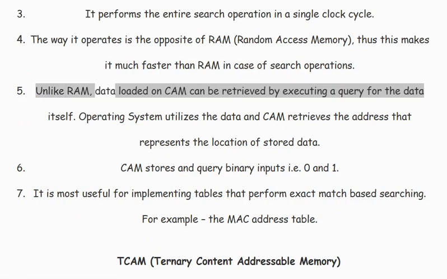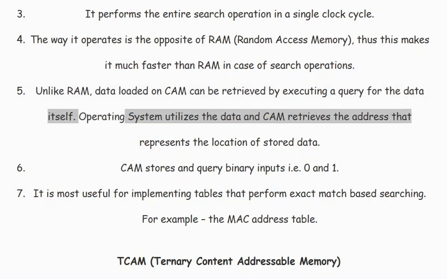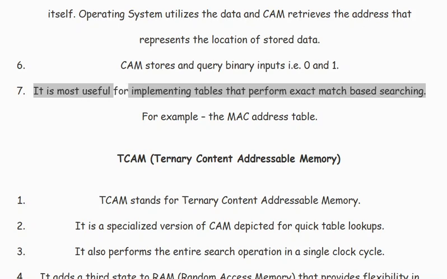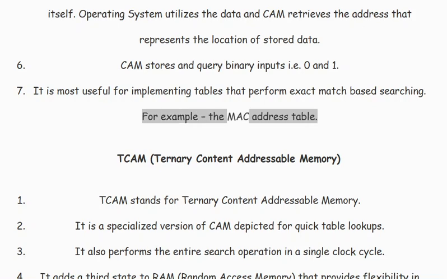Unlike RAM, data loaded on CAM can be retrieved by executing a query for the data itself. The operating system utilizes the data and CAM retrieves the address that represents the location of stored data. CAM stores and queries binary inputs, i.e. 0 and 1. It is most useful for implementing tables that perform exact match-based searching. For example, the MAC address table.